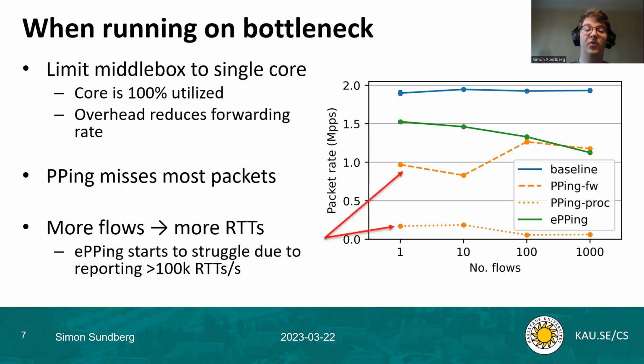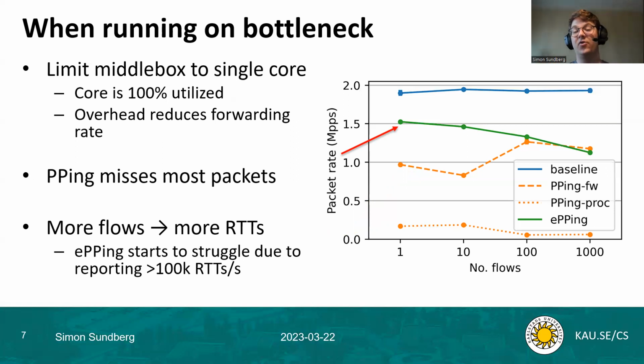So I once again want to point out here that p-ping misses most of the packets, which makes this comparison slightly more complicated. So the upper dashed line here shows the forwarding rate of the middle box while running with p-ping. However, the lower dotted line shows the actual processing rate at which p-ping itself is processing packets, which is much lower, as you can see. So if we look at ePping's performance, we can see that at a low number of concurrent flows, ePping performs much better than the original p-ping.